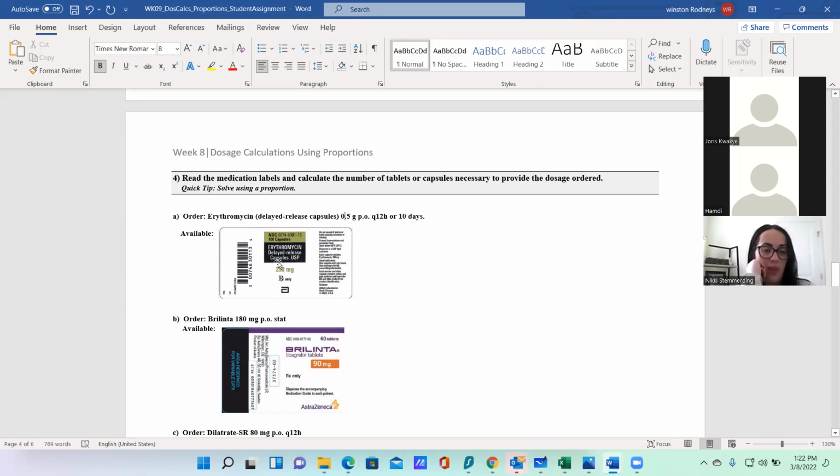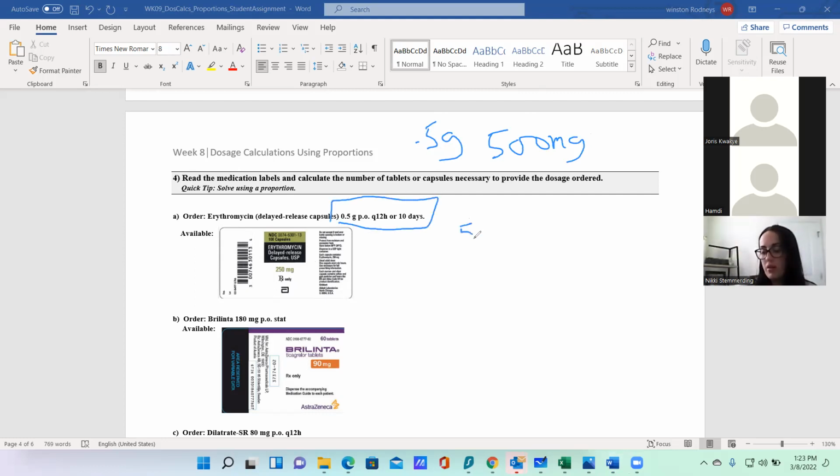First of all, the prescription is in grams, so let's go ahead and change this into milligrams, because the medication is in milligrams, but we've been prescribed the medication in grams. So we know that to change 0.5 grams into milligrams, we multiply by 1,000, which gives you 500 milligrams. So what you've been ordered to do is take 500 milligrams every 12 hours for 10 days, right?